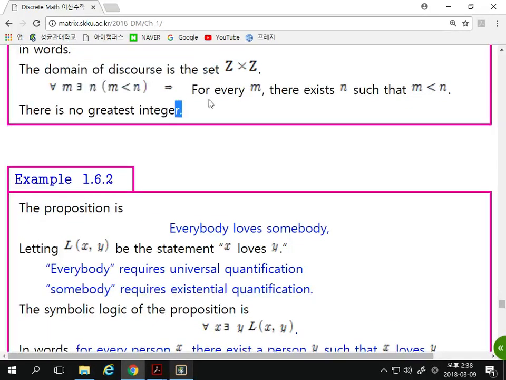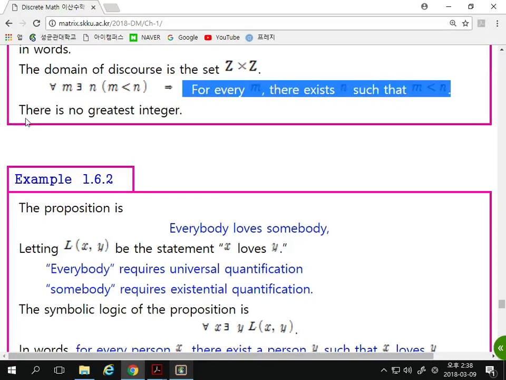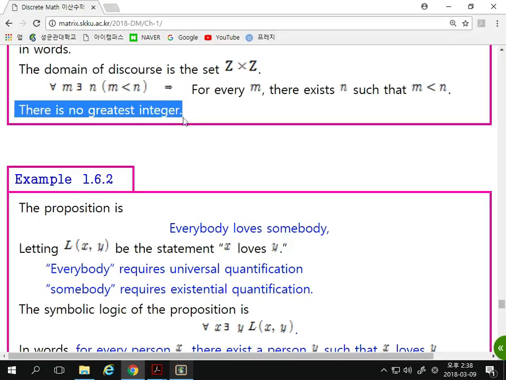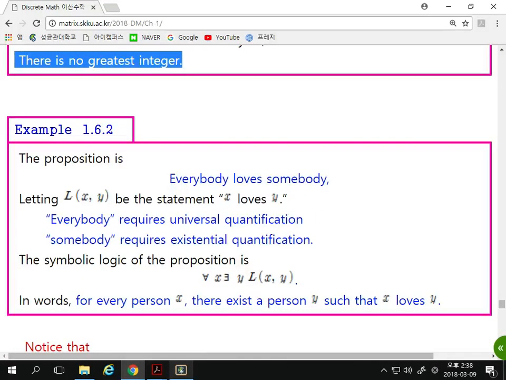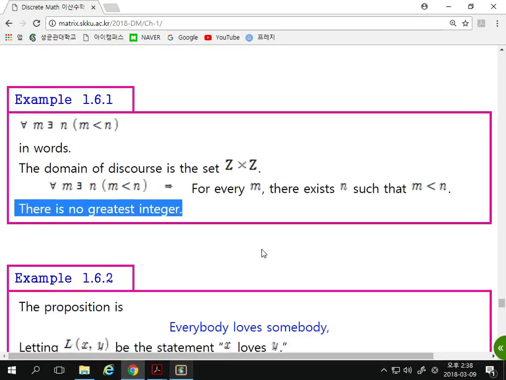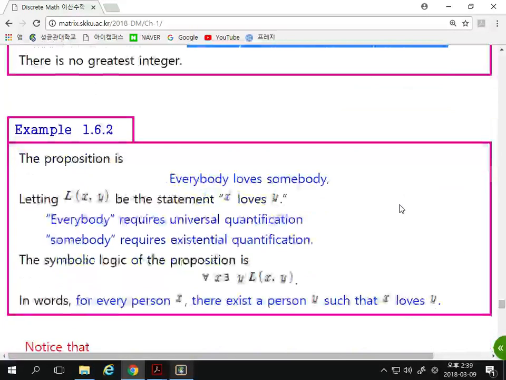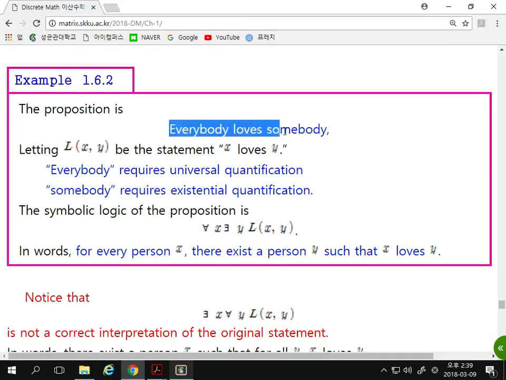But this means for every m, there exists n such that m is less than n. Okay? Which means there is no greatest integer. From this argument, we can tell that there's no greatest integer. If we have an integer, then there exists a bigger integer, isn't it? So that means we cannot find the greatest integer. 그러니까 무수히 많은 integers 있기 때문에 어떤 큰 걸 잡아도 더 큰 게 존재한다는 것을 표현할 때 이렇게 표현할 수 있대요. 수학적으로.